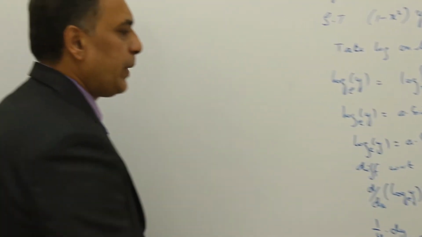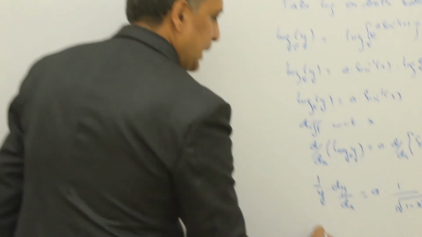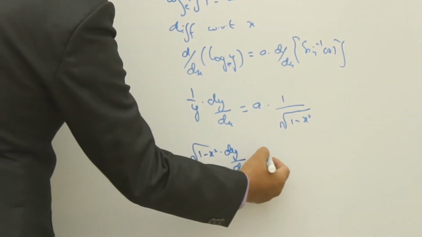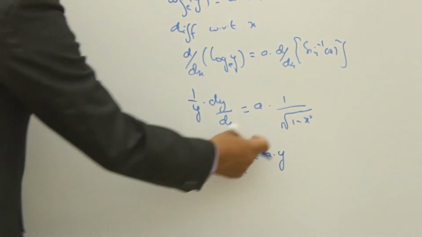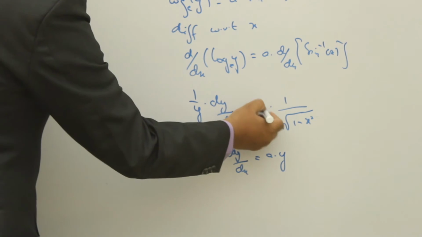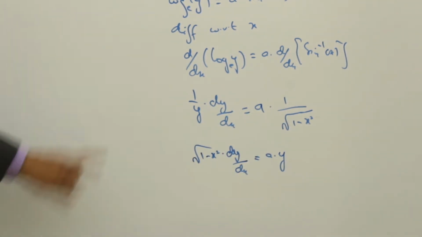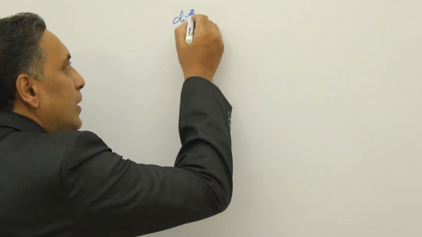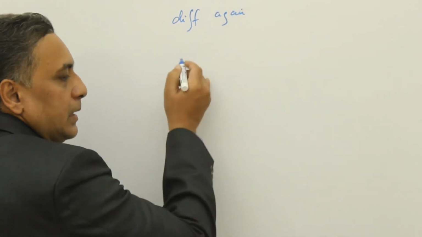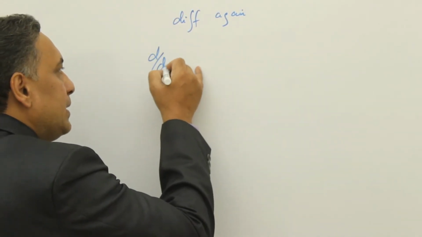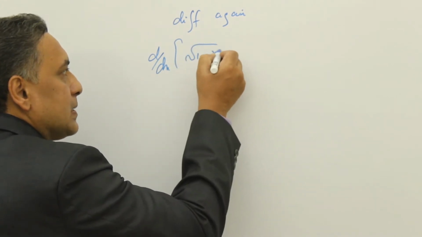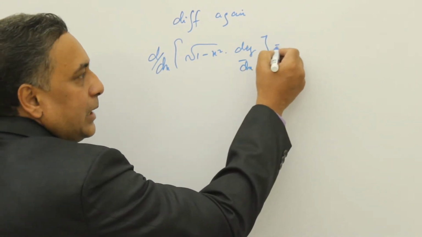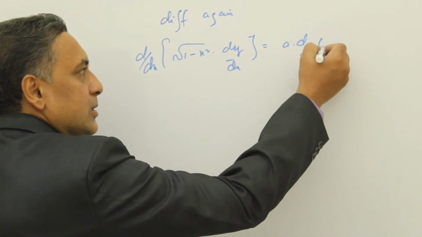Now what we do is we cross multiply this. So you'll be getting root over 1 minus x square into dy by dx equal to a into y, because this y goes to the other side and this comes here, that is cross multiplication. So now we'll differentiate this again, the second order derivative. Differentiating again, you'll be getting d by dx of root over 1 minus x square into dy by dx equals a into d by dx of y.